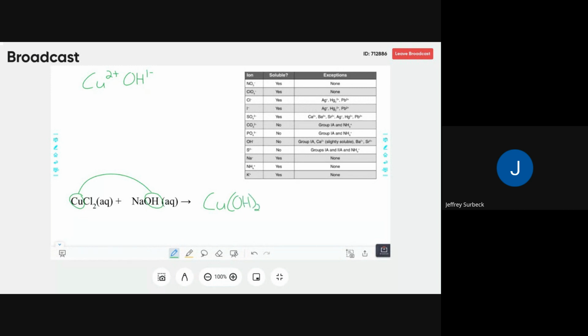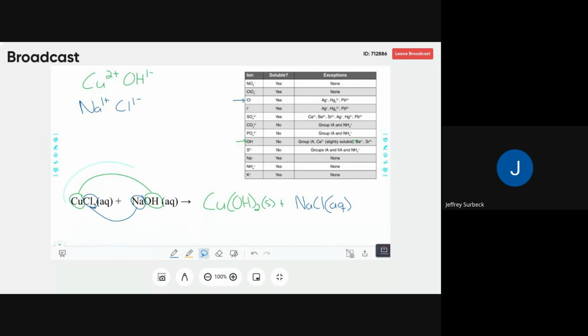Now, gotta find state of matter. So we look up OH. A no, it's not soluble, means it's going to form the solid unless Cu is in one of those exceptions. Is Cu in one of those exceptions? No. So this right here is our solid. Okay. Then we get our Na combined with our Cl. Na is a 1+, Cl 1-. What's the formula for sodium chloride become? Easy. NaCl. We look up Cl. Yes, it's soluble, means it's going to be AQ, unless Na is one of those exceptions. Is Na one of those listed exceptions? No. So that means that this is AQ.